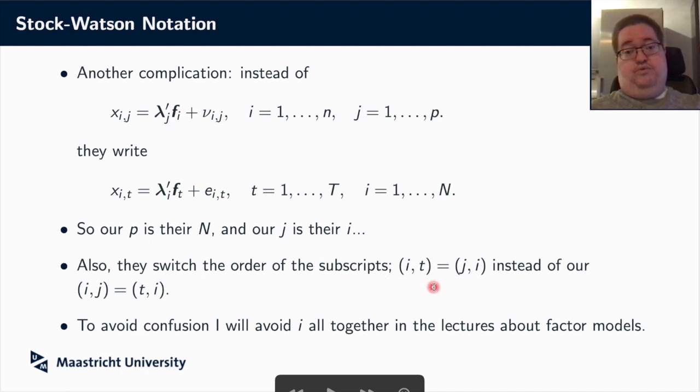Unfortunately, there's no way to avoid this kind of confusion, because all the literature that we're using simply defines its own notation. Now, to make sure that we do not get into confusion with the i, I'm going to avoid i in the lectures about factor models. I'm going to write t everywhere for the observations, and I'm going to write j for the variables. So I'm not using i because it could have two meanings.